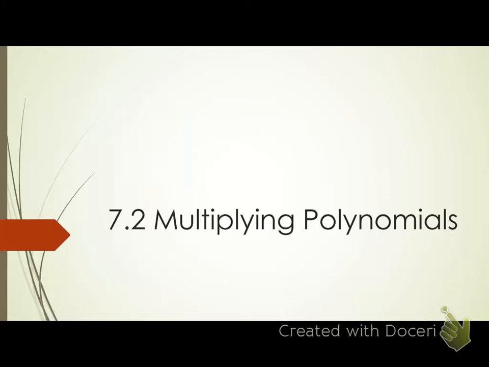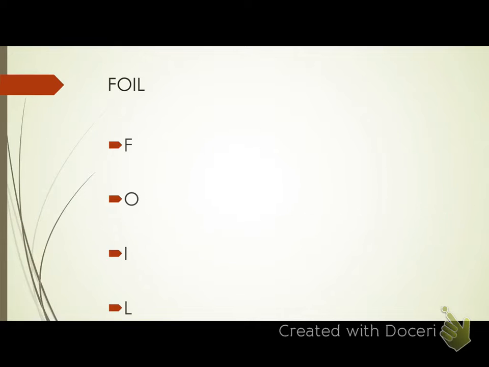7.2, multiplying polynomials. Friday, we added and subtracted, correct? Correct. Okay. Today we're going to multiply polynomials. Write this down. FOIL.